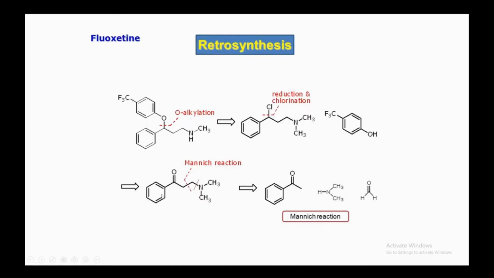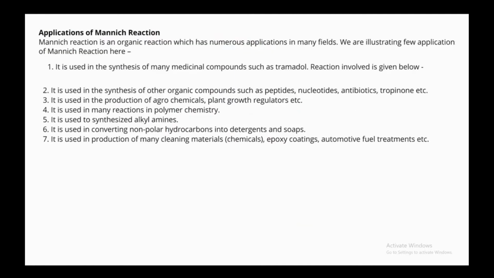Now if you look at this part, this is a Mannich reaction because this is a ketone, this is a beta amino product. So you disconnect from this one in this way and you get starting materials: acetophenone, a secondary amine, and formaldehyde. This is how you can use Mannich reaction to prepare drugs. Fluoxetine is a drug which can be prepared by using Mannich reaction. So Mannich reaction has a wide variety of applications in organic synthesis.